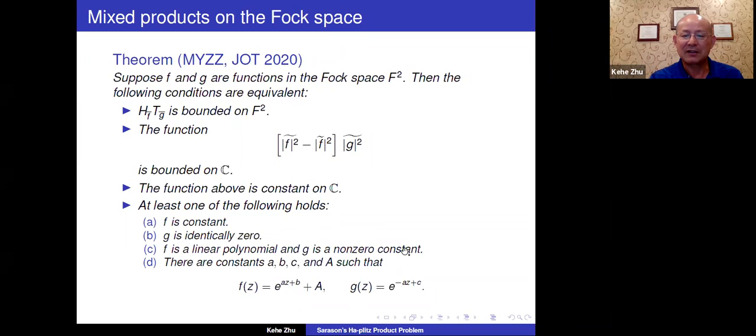So that's a semi-trivial case. And then the non-trivial case is when F is of this form and G is of this form. And in this case, the individual operators are unbounded and then the product will be a bounded operator. So in this case, we were able to completely determine exactly when this is true. And of course the corresponding conjecture is true.